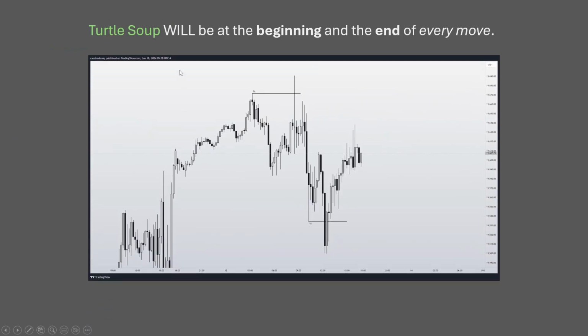So a turtle soup, when you learn more about it, you will realize that it begins and ends every single move. So here we can see that there's a turtle soup here. This high gets raided, and then price reverses, comes back lower. Here we have a new swing low. Price takes out that swing low and then reverses back into the range that we've created. So here turtle soup starts it, turtle soup ends it. So it's going to be at the end of both price swings.